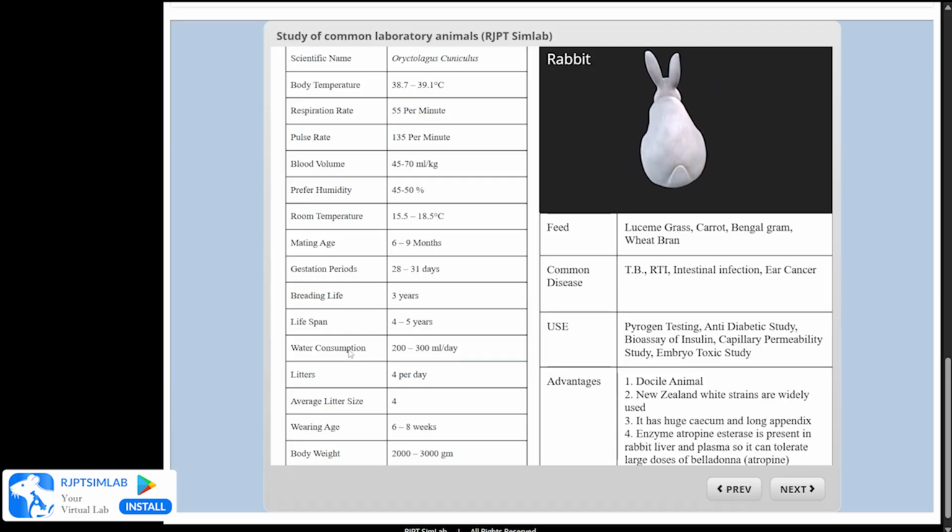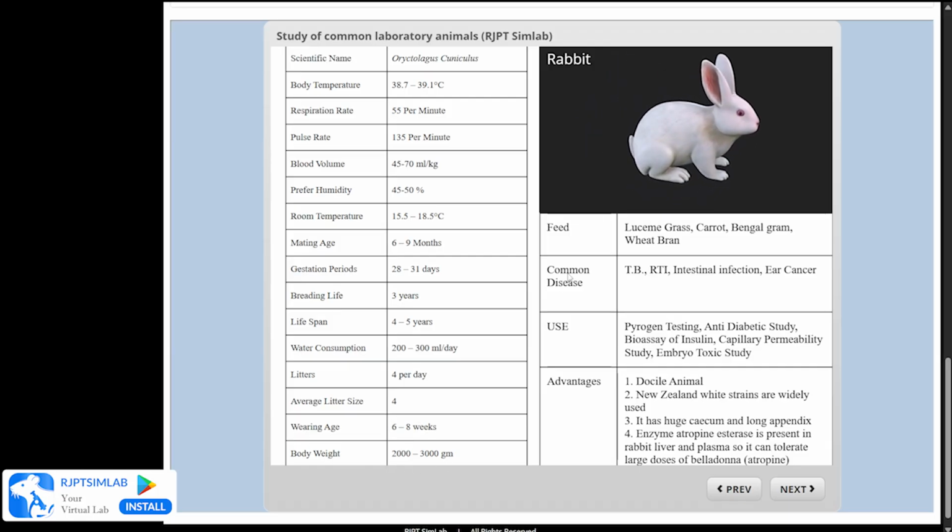The water consumption in a day is 200 to 300 milliliter per day. The litters, which means the offspring that a rabbit gives, are 4 per day, which means 4 offspring per day. The average litter size is 4. The weaning age is 6 to 8 weeks. The body weight of a rabbit is 2000 to 3000 grams.